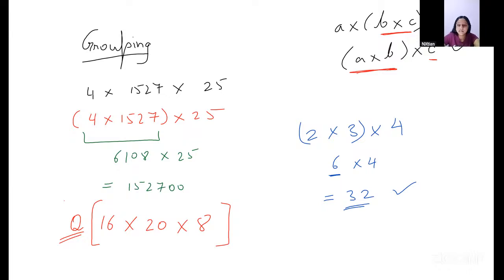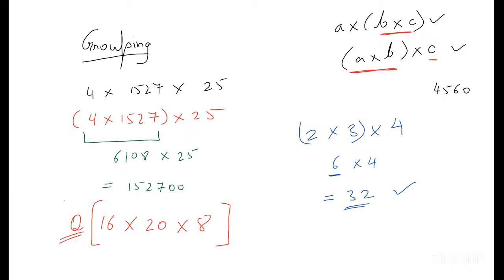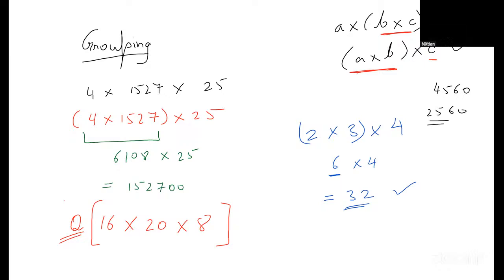Yes, Nathaniel. The answer is 4,560. How much are you getting? The answer to this is 2,560. Check again, Nathaniel. 2 sixes are 12. 1 minute, 2 sixes are 12. Use the calculator. 2 ones are 2 plus 1 is 3.